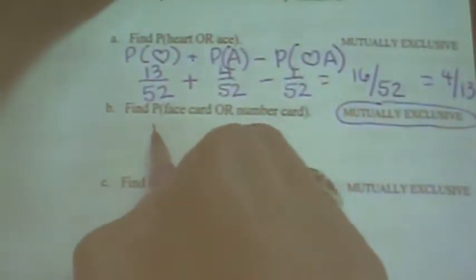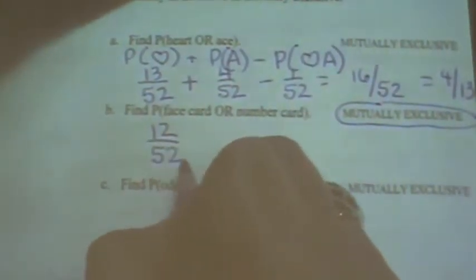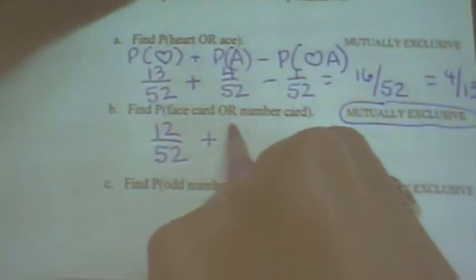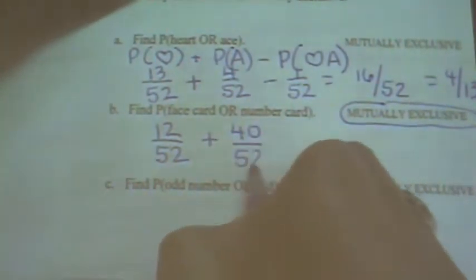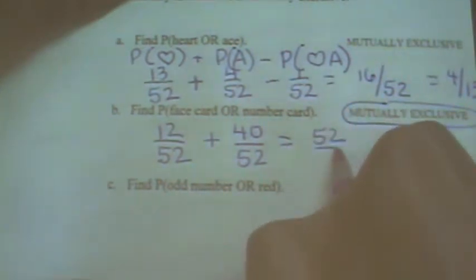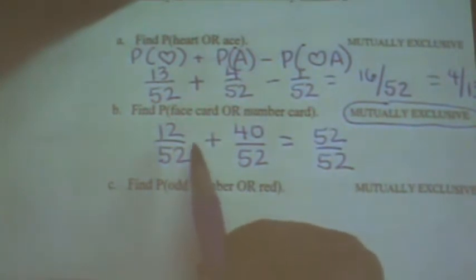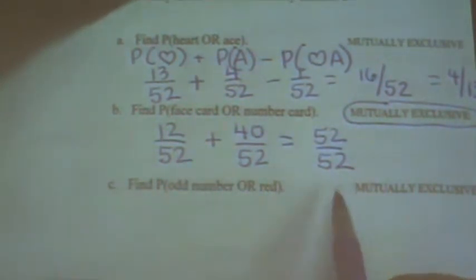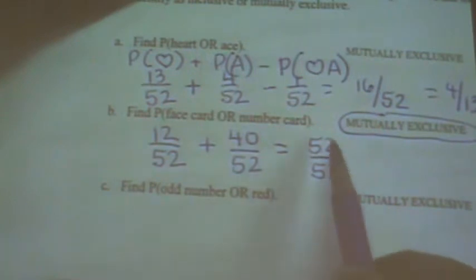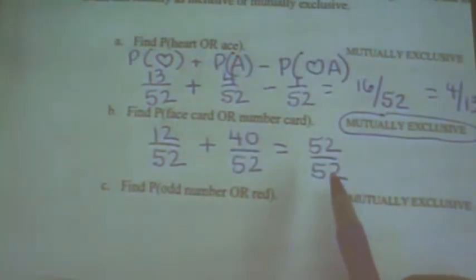So now watch this. How many face cards are there? 12. How many number cards did we say there were? 40. See if this makes sense. If I gave you a deck of cards and said pick a card, is the probability that you get a face or a number card 100%? Yeah. Whatever you get, it's either going to be a face card or a number card.